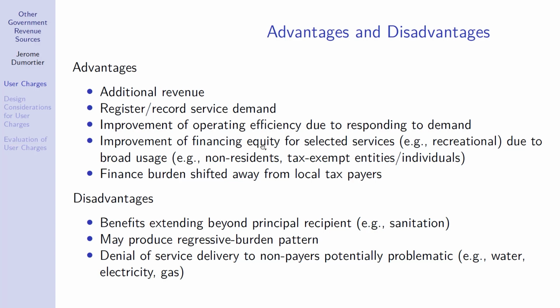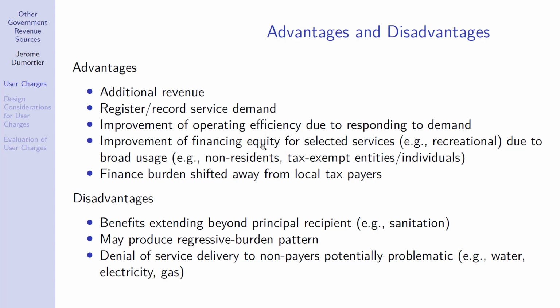The disadvantages are that some of the benefits may extend beyond the principal recipient, the person purchasing the good. For example, if you are purchasing sanitation, or if you are attached to the sewer line, that also has positive externalities in terms of public health. User charges may also produce a regressive burden, in the sense that if the user charge is the same for everybody without means testing for income, this could add to the regressiveness of the tax. And we are going to talk about this in a bit.